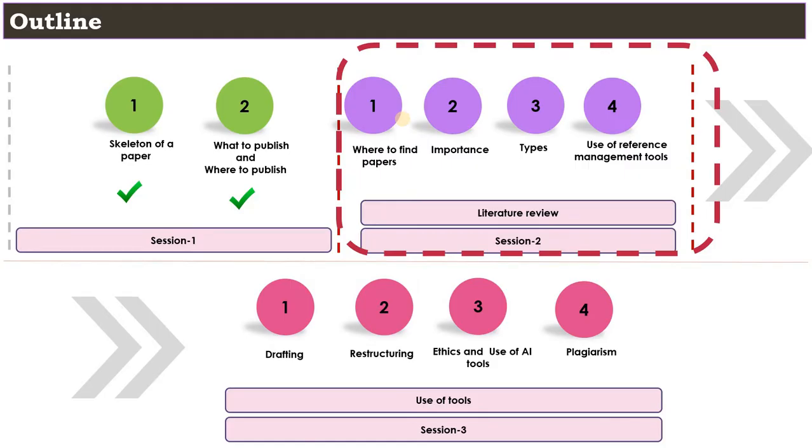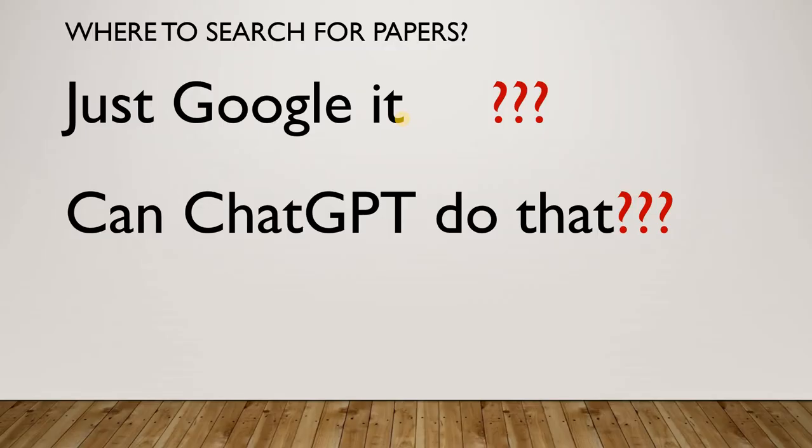Okay, let's proceed with session 2 now. Where to search papers? A common question is, should it be discussed now? Or I can just Google it. Or I can use ChatGPT to do that. Is that so simple? You can please try out Googling it. You may not get all the relevant results. And you may not get the technical papers related to it when you Google it.